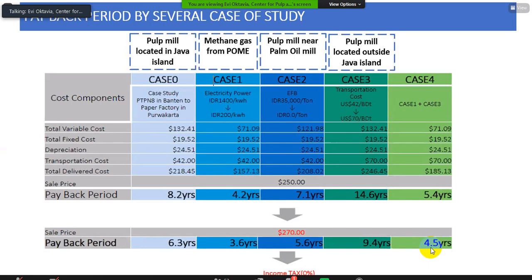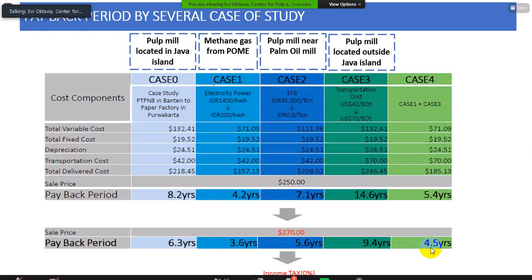How about if the pulp mill is located outside Java Island? This is case number three. If the pulp mill is located outside Java Island, while the paper mill is still on Java Island, it means that the transportation cost will increase from $42 to $70. That's why the payback period is not so good.